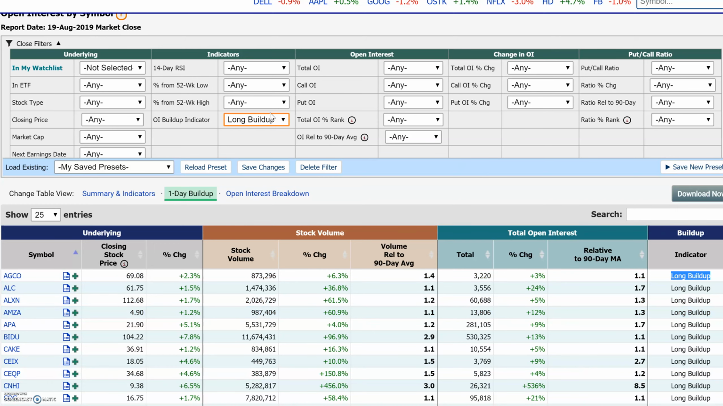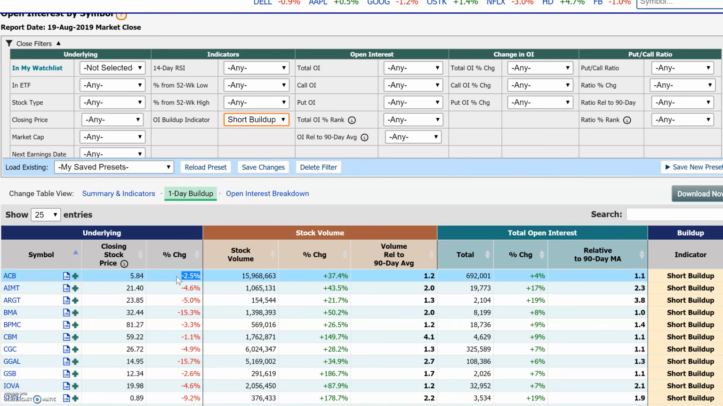A short buildup would be the opposite. If you do a short buildup, then there's a decrease in the price of the stock, along with an increase in the volume. So there's much more stock volume traded and above the 90-day average. And also there's an increase in the open interest. So that would be considered that there are more sellers than buyers, more people selling and shorting, so that we have a short buildup indicator when all these three conditions are met. So that's what the long buildup is, short buildup.